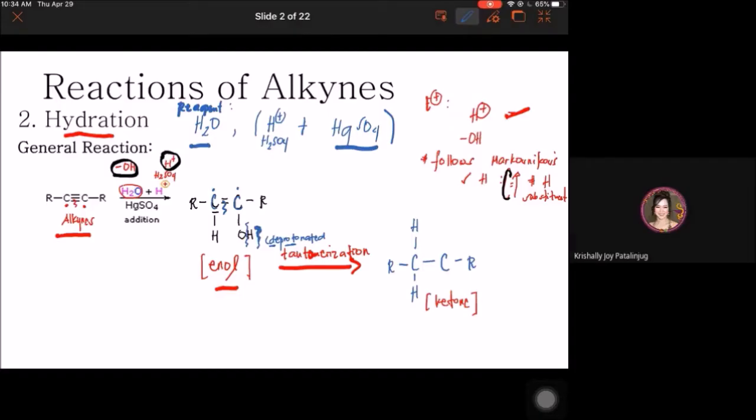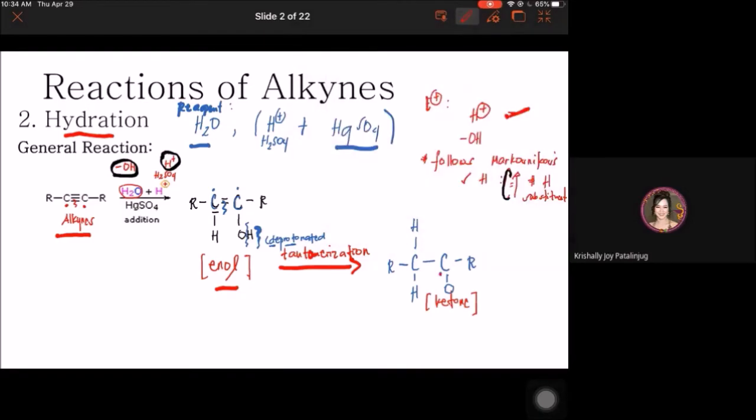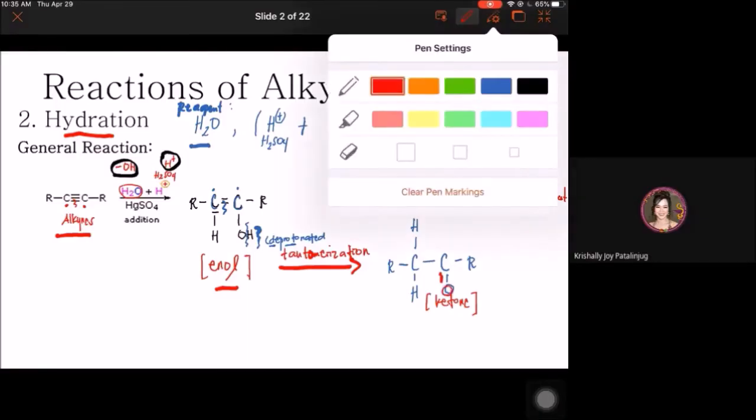While, recall, we still have an unpaired electron for another carbon. Again, this carbon is not yet stabilized. So this unpaired electron of the other carbon will form a bond towards this oxygen.